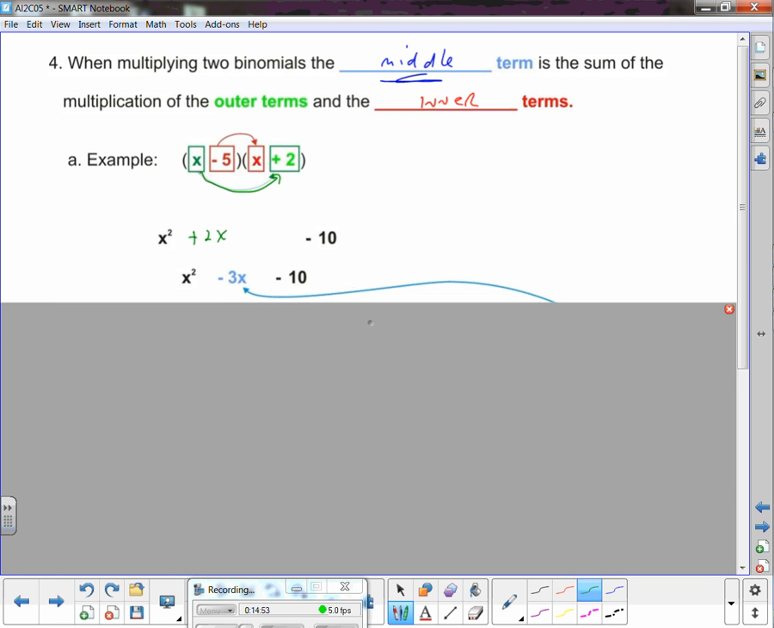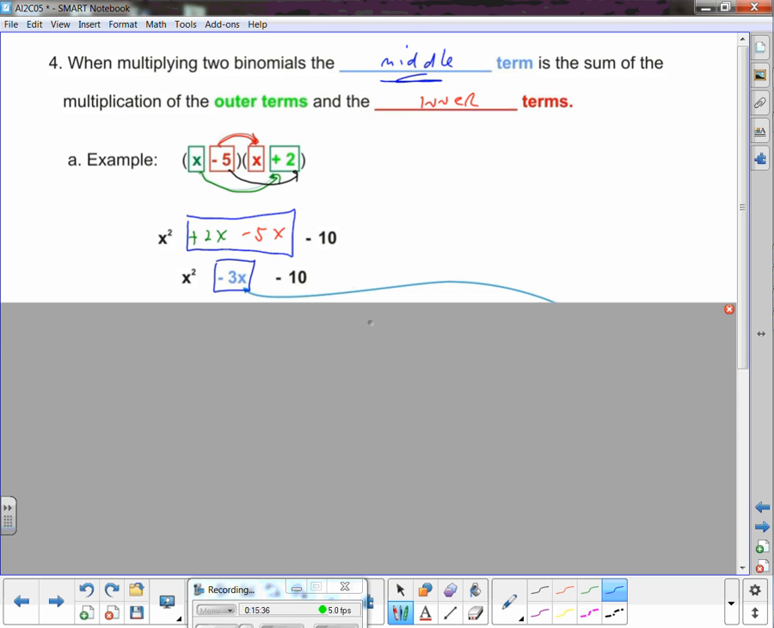The next thing we would do is distribute the negative 5. And we would do the negative 5 times the x, right? That's the inner terms, and that's a negative 5x. And the last thing we would do is done already for us. We would take the negative 5 times the positive 2 and get the negative 10, right? That last one's done. What I'm trying to show you is it's all about the middle term. So when you add the product of the outers and the product of the inners, you get a negative 3x, right? That middle term.